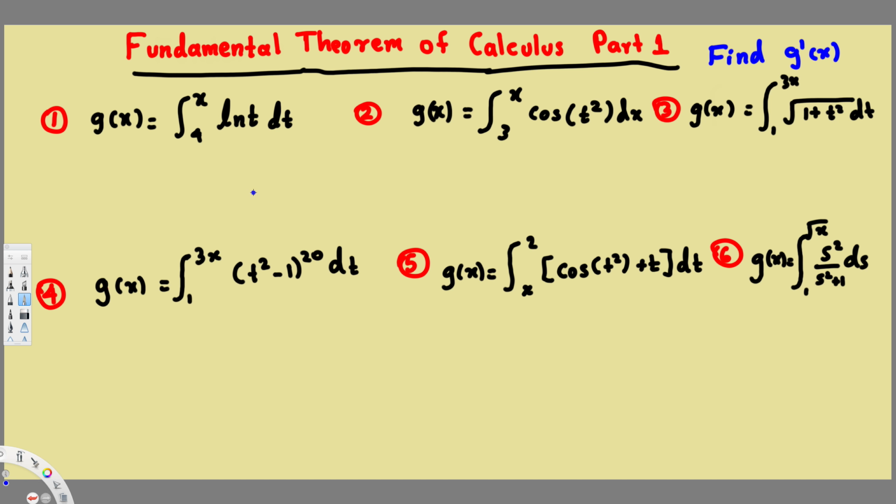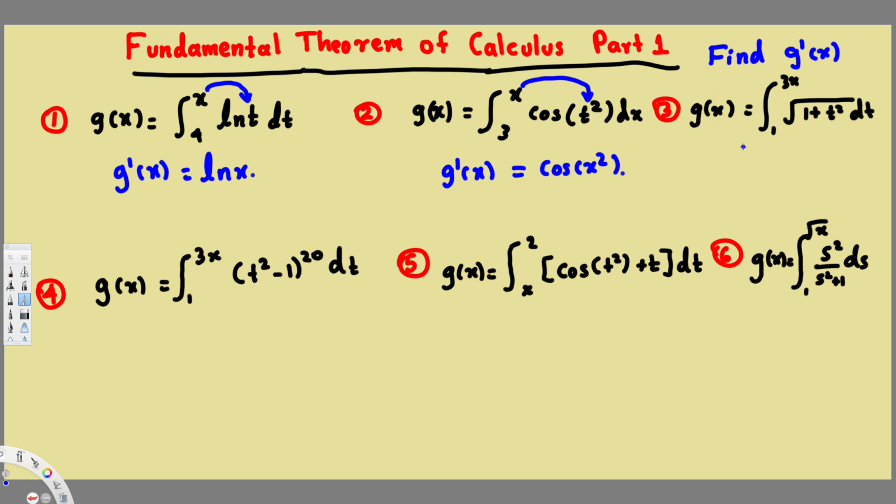Here what we are going to do is just replace this t with the x value. Let's do the first one. The derivative is going to be just ln x. It's as simple as that. All we have to do is replace this t with x, and that's going to be the derivative. Now let's look at the second one. Again, we replace this t with this x value. So the derivative is g prime x, which is equivalent to cos x squared.